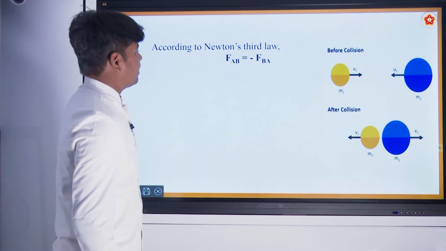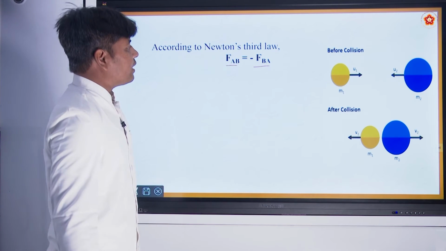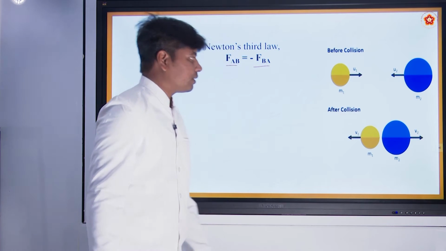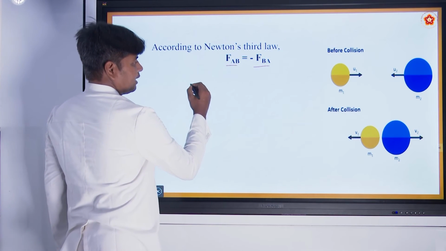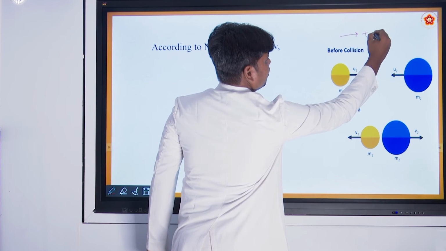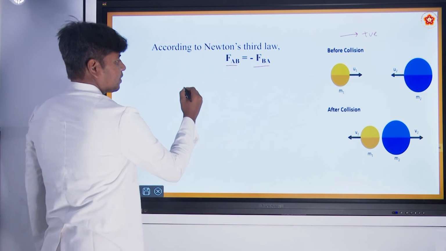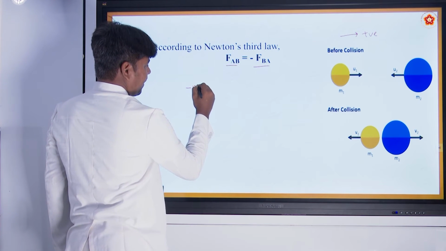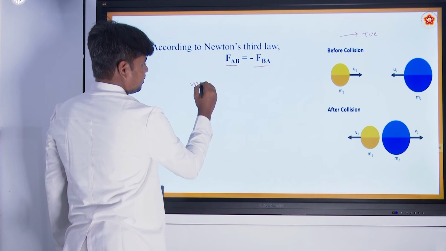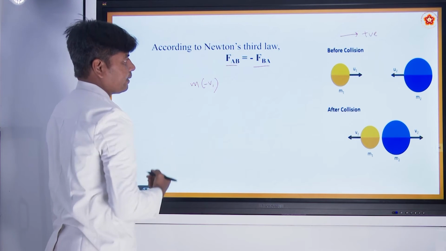So according to Newton's third law, FAB is equal to minus FBA, right? What is the change of momentum of body A here? It is nothing but final momentum minus initial momentum. If you take this direction as positive, this direction will be negative. So your final momentum will be, if I have to be precise, m into minus v1, because it is in the negative direction.